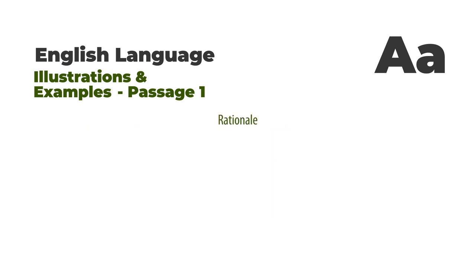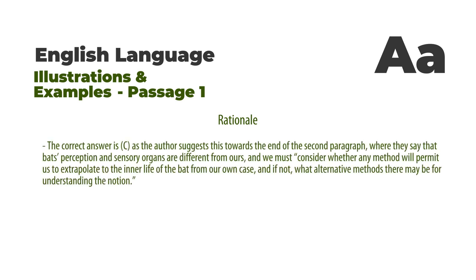Here is the rationale behind the choice. The correct answer is C. That we cannot understand the experiences of other species by relying solely upon our own organs of perception. The author suggests this towards the end of the second paragraph, where they say that bats' perception and sensory organs are different from ours, and we must consider whether any method will permit us to extrapolate to the inner life of the bat from our own case, and if not, what alternative methods there may be for understanding the notion.